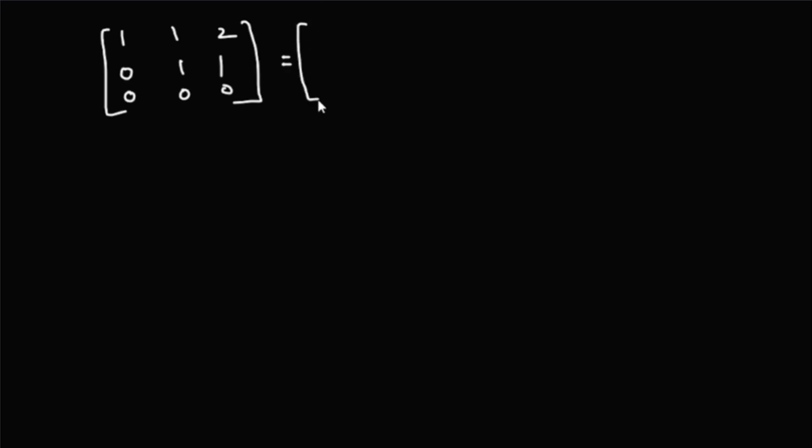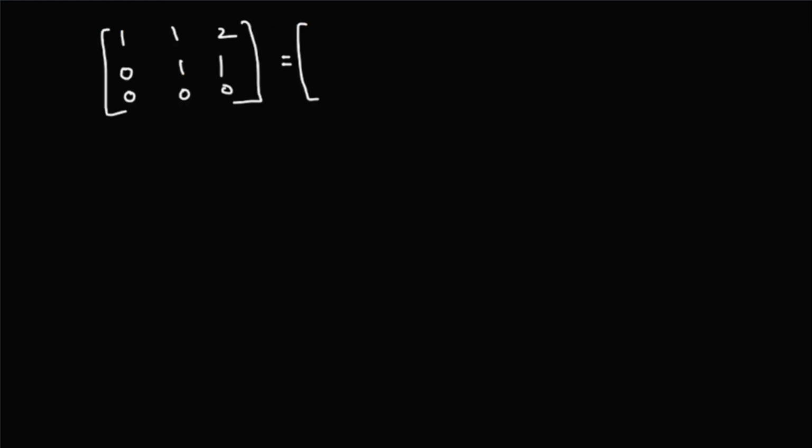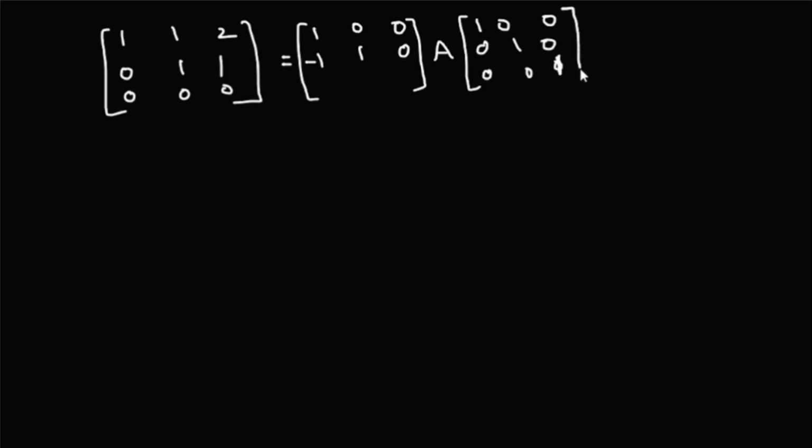Here also there are no changes to R1 and R2. So it is 1 0 0, minus 1 1 0, 1 0 0, minus 1 1 0. No changes to the postfix identity here. So here what we have done, we added R2 and R3.